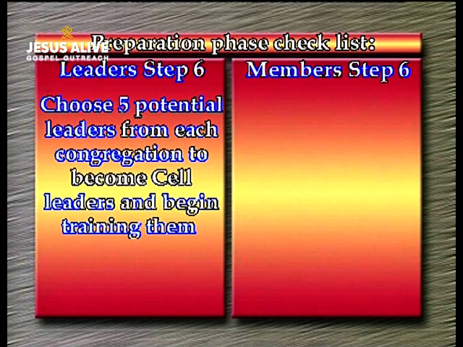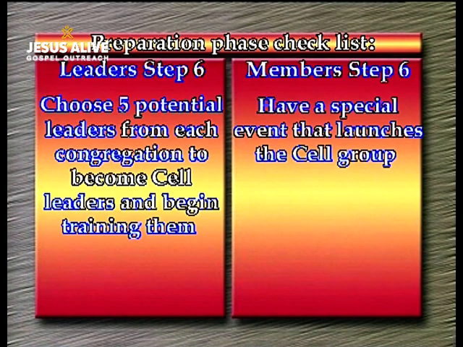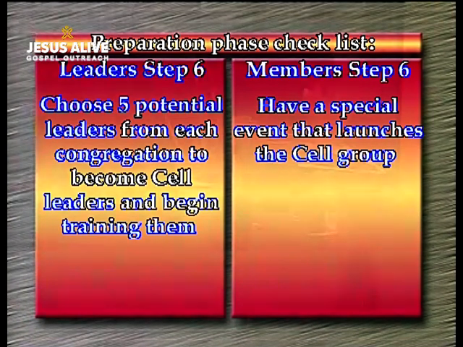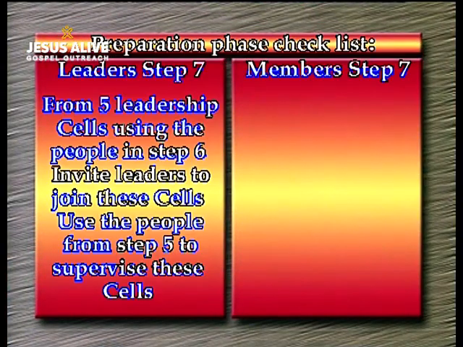Step number 6 for leaders, choose 5 potential leaders from each congregation to become cell leaders and begin training them. Members, step number 6, have a special event which launches the cell groups. See, it's only at this point that we are now beginning to make this public to all the members of the church. Leaders, step number 7, form 5 leadership cells using the people in step 6.